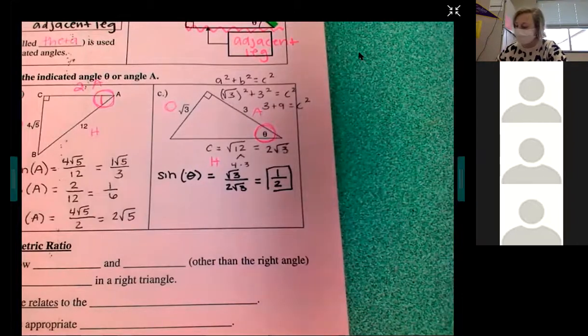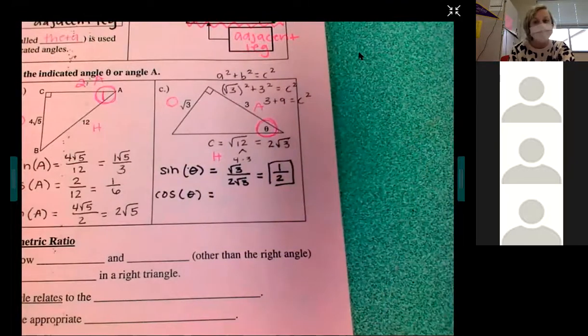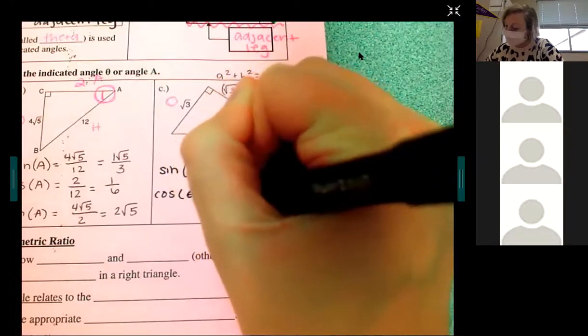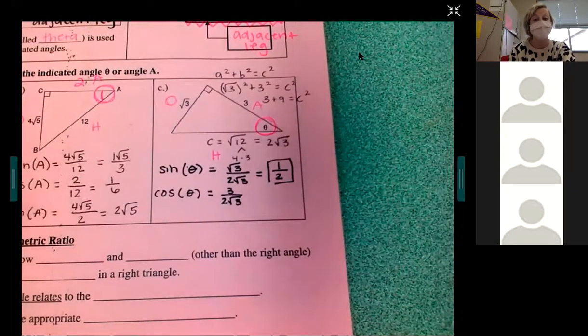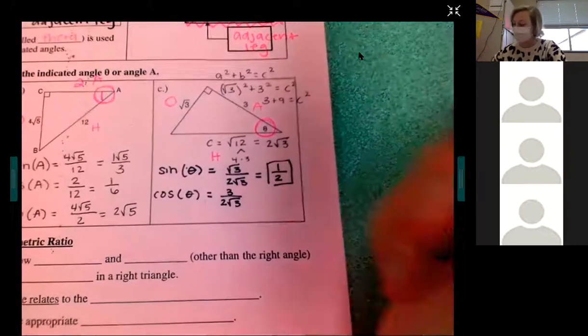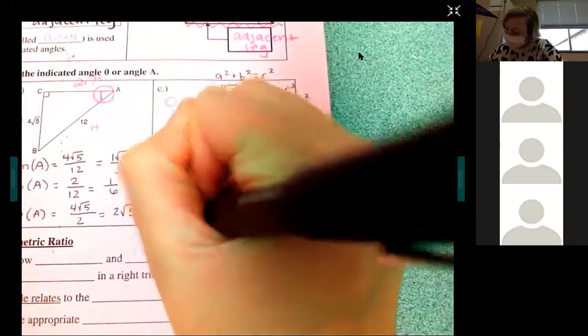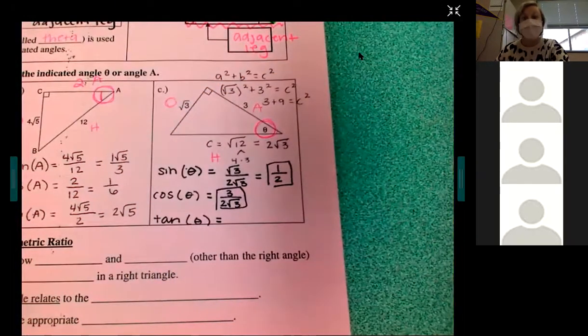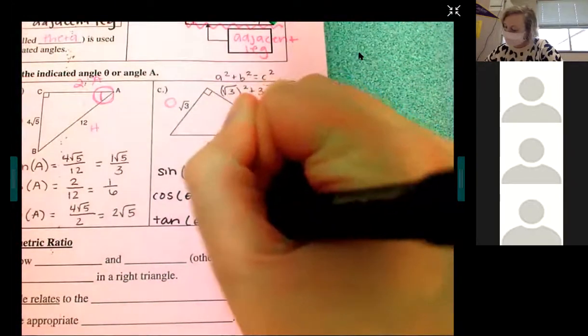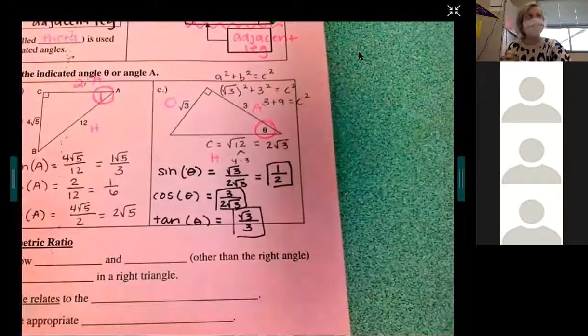All right, Evan, I'm coming to you. You ready? What's your cosine ratio? Good. 3 over 2 square root of 3, adjacent over hypotenuse. Can you simplify that? You can't simplify that, so you can leave it just as is, okay? Is everybody okay with that? Yes? All right. And then Haley, what would my tangent ratio be? Good. Square root of 3 over 3. The opposite side over the adjacent.